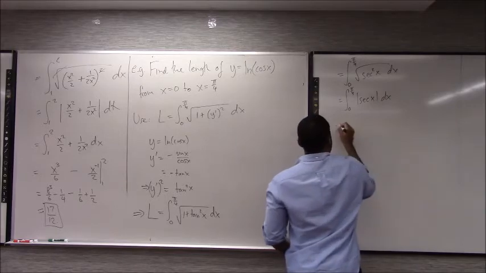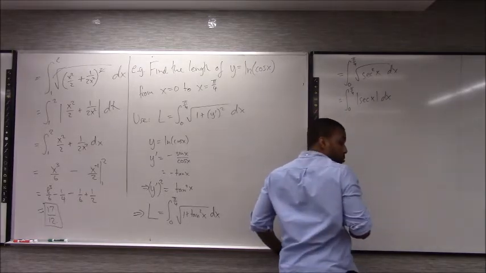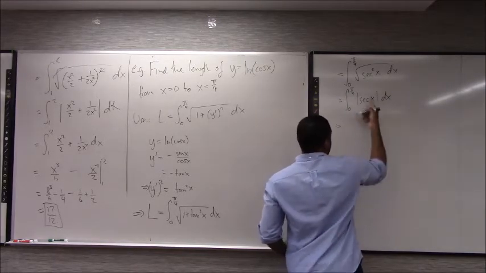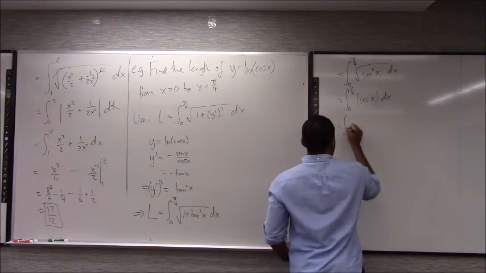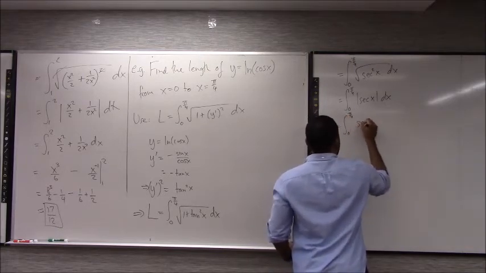There's an absolute value of secant, but secant is also positive on this interval, because it's 1 over cosine, and the cosine is positive, so that's just this guy.